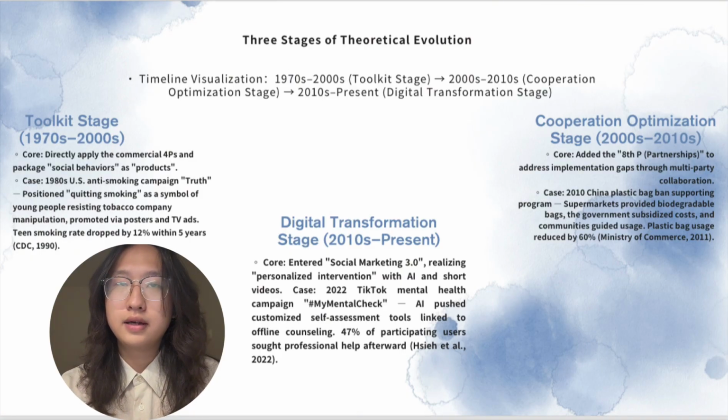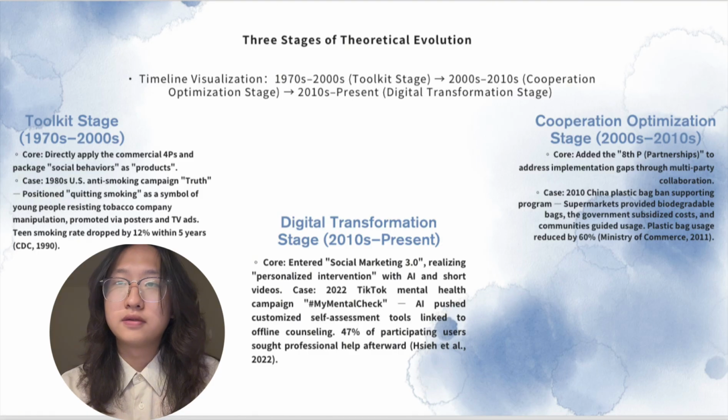The third stage is the digital transformation stage from 2010 until now, also called social marketing 3.0. The core here is to use AI and short videos to provide personalized help. A good example is the My Mental Check mental health campaign on TikTok in 2022. The platform used AI to push customized mental health self-test tools and linked them to offline counseling services.